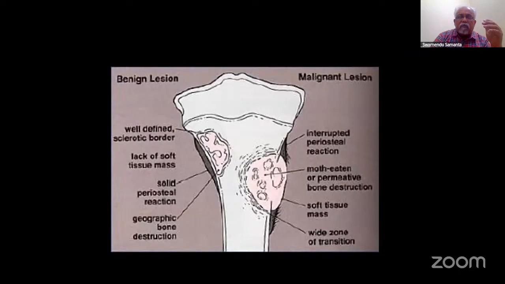Now you can orient the tumor in the transverse plane, where it is located. On the left are the benign lesions: well circumscribed, with lack of soft tissue mass, solid periosteal reaction, geographic, as I told you. But in a malignant lesion, there will be an interrupted periosteal reaction. You will find the Codman's or the lamellated appearance, or else you will find the moth-eaten or the permeative appearance, and there will be a soft tissue mass. And remember, there will be a wide zone of transition.